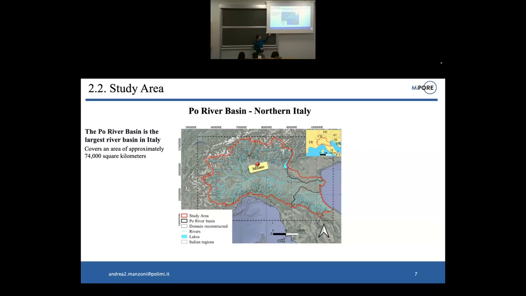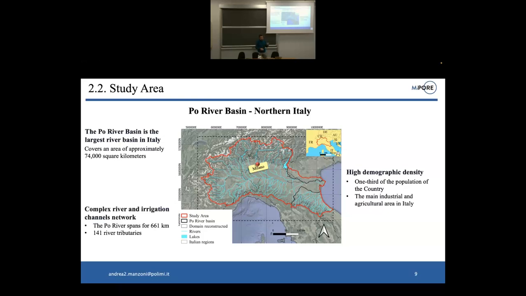Okay, let's talk about the study area. The study area that we have reconstructed is the underground system of the Po watershed, the largest watershed in Italy, and it also includes Milan and the Lombardy region. So we are actually inside the domain that we have reconstructed. It embeds one third of the population of the country, and it includes most of the industrial and agricultural activities in Italy. This area also includes a very intricate river network that further enhances the complexity of the system.